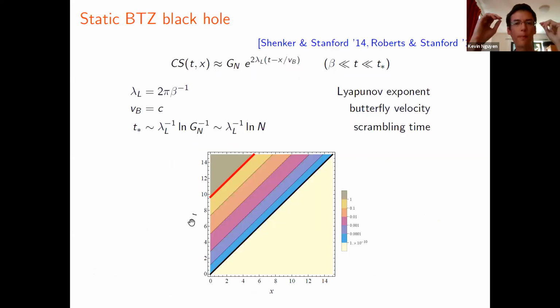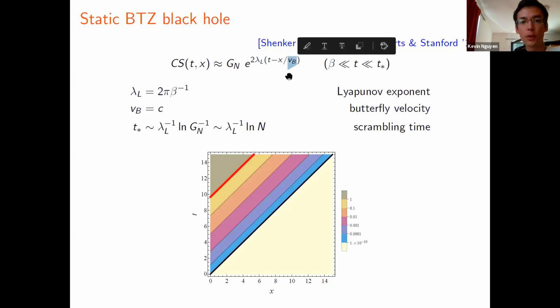Okay, so applying this nice formula, Shenker and Stanford obtained the commutator squared in the case of the thermal state, or the static BTZ black hole. And they indeed find a very simple exponential growth, where the Lyapunov exponent is 2 pi times the temperature of the thermal state. So in particular, it saturates the so-called chaos bound derived by Maldacena, Shenker, and Stanford. And the spatial dependence comes from the transverse separation of the operator insertions on the boundary. So this spatial dependence defines for you the butterfly velocity, which in this case is just the speed of light.